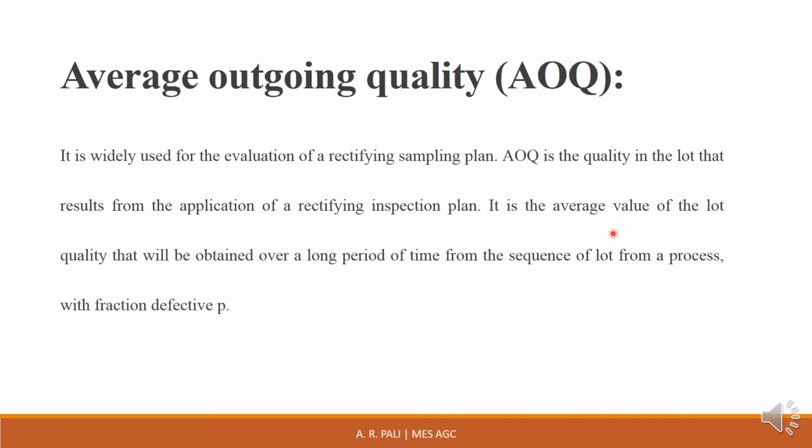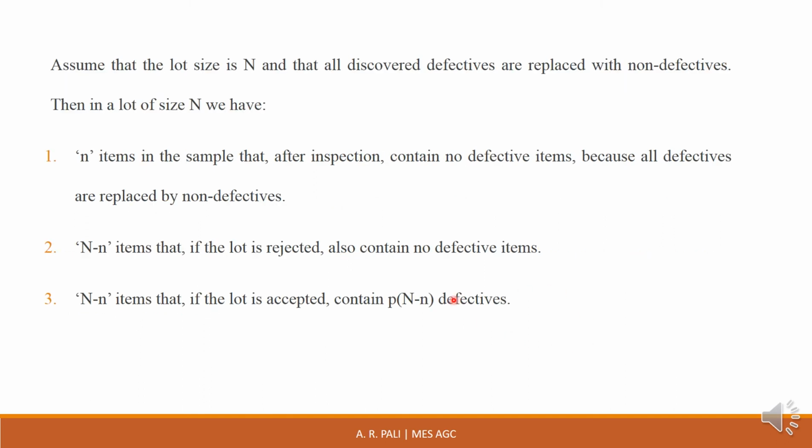So it is the average value of the lot quality, or the average value of the fraction defective, or the average value of the proportion defective that will be obtained over a long period of time from the sequence of lots from a process with fraction defective P.